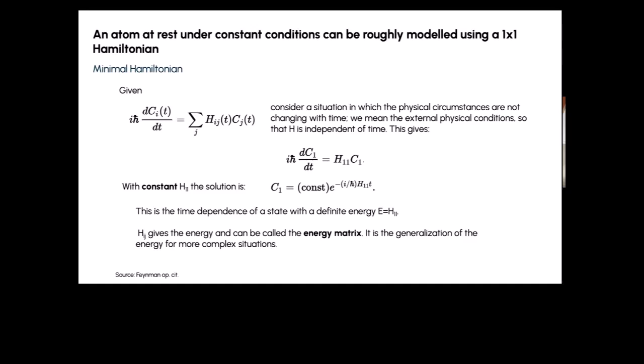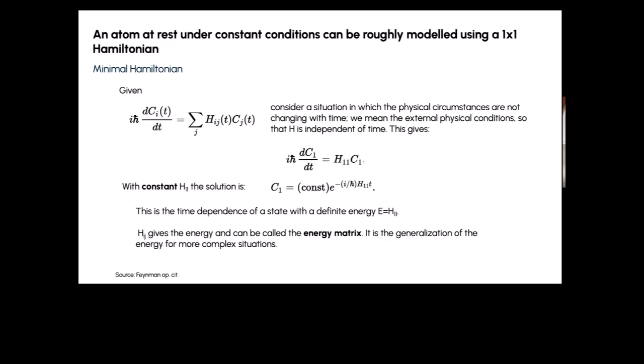Now to make this a bit clearer, if we have only one single particle, like an atom at rest, so if you freeze a helium atom to zero Kelvin, then it is in only one state. If you keep it frozen like this, the physical circumstances are not changing with time, and so H is independent of time. A bigger matrix of H, for example a two by two matrix, could contain H11, H12, H21, H22. But now we have a matrix with only one element, which is H11.